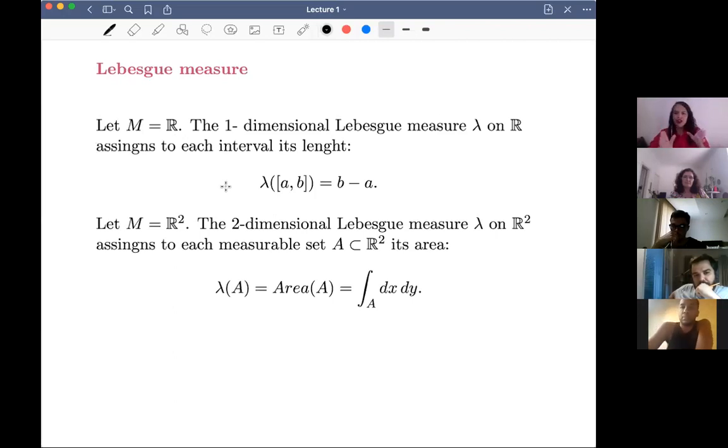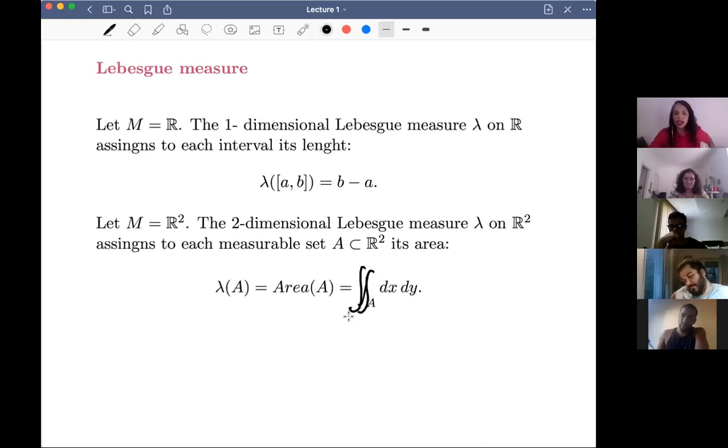Okay, then just note that the Lebesgue measure in one dimension is the length of the interval. In two dimensions, what do we have? Well, if we are in R2, we have the area of the set. So the area of the set we can compute as the integral, no? The double integral. It's missing one integral here. It's the double integral of this. So it's also well defined.